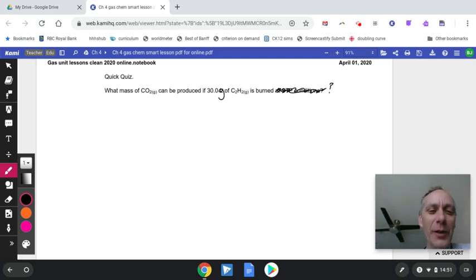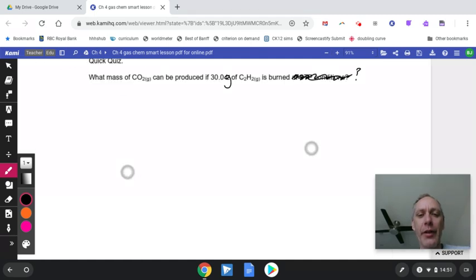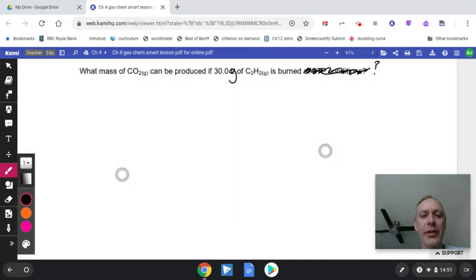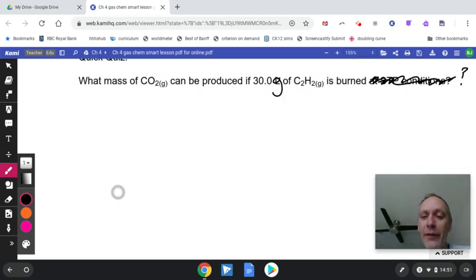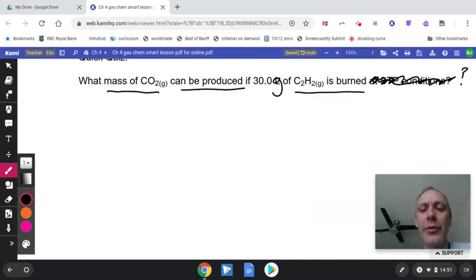All right, so the question is, what mass of carbon dioxide gas can be produced if 30 grams of C2H2 is burned? Anytime you have a question in chemistry and you are asked to solve for a mass or a volume or a concentration, and it's a chemical reaction, you always need a balanced chemical equation. How do we know this is a chemical reaction? We've got a mass of CO2 that can be produced when we're burning C2H2. So combustion or burning of C2H2 is our chemical reaction.